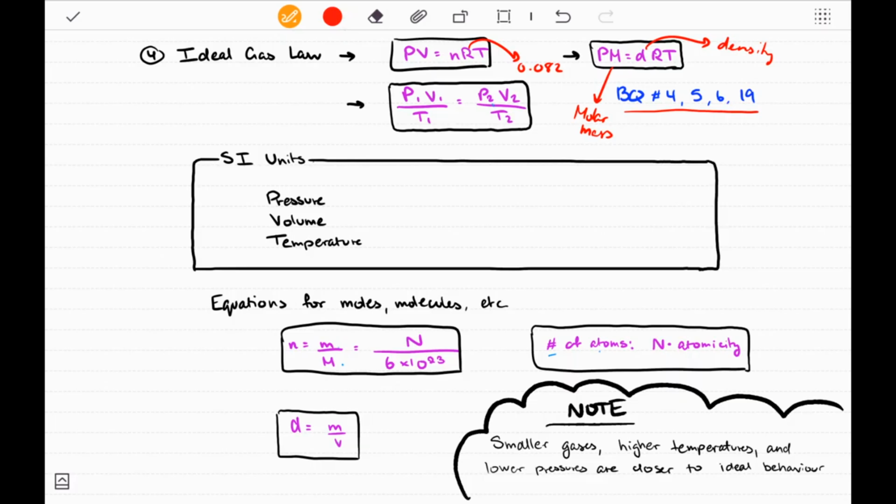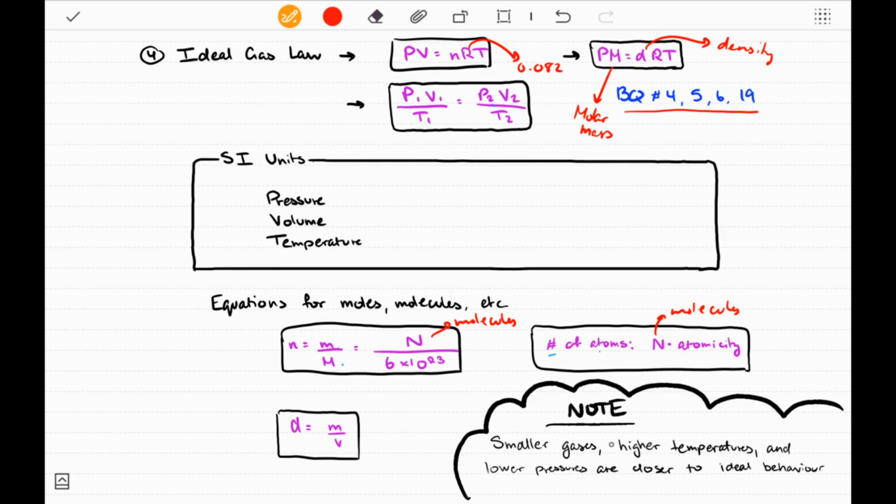And the last few equations you should know for all the gas laws are these ones over here, the basic ones. The ones that tell you that the number of moles is mass over molar mass, that the number of moles is molecules over Avogadro's number, and also that the number of atoms is the number of molecules times atomicity. And of course, you should always keep in mind the density is mass over volume.